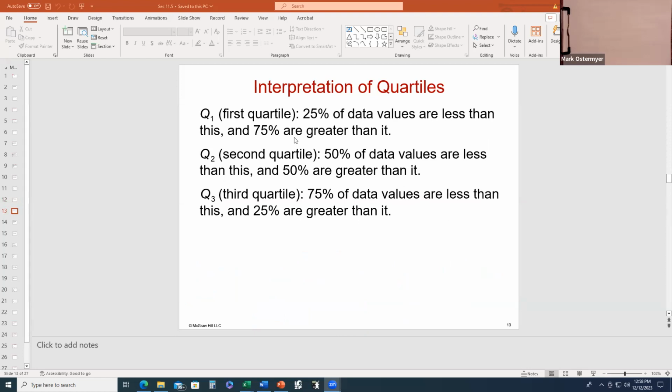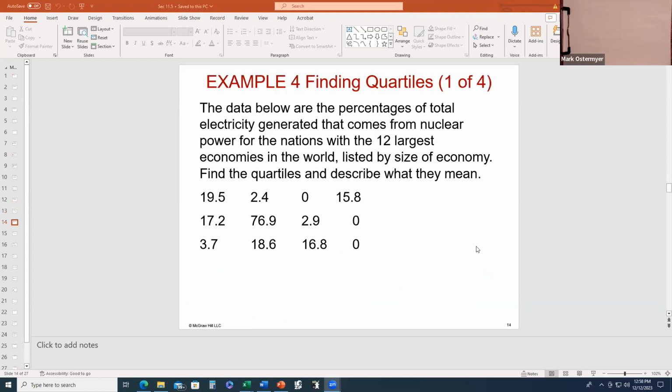This is just reemphasizing the fact that Q1, Q2, Q3 are the 25th, 50th, and 75th percentiles, respectively. All right, here we have a data set. The data below represents the percentages of total electricity generated that comes from nuclear power for the nations with the 12 largest economies in the world. Listed by size of economy, find the quartiles and describe what they mean.